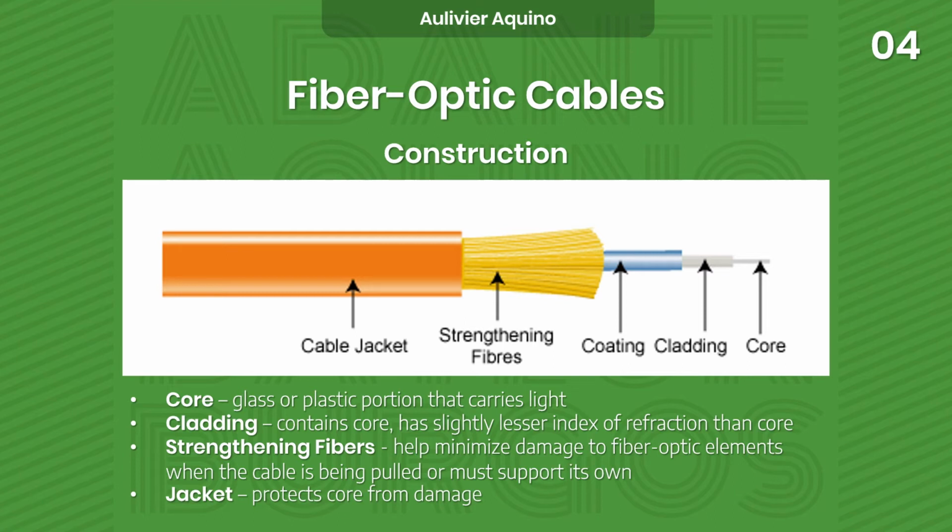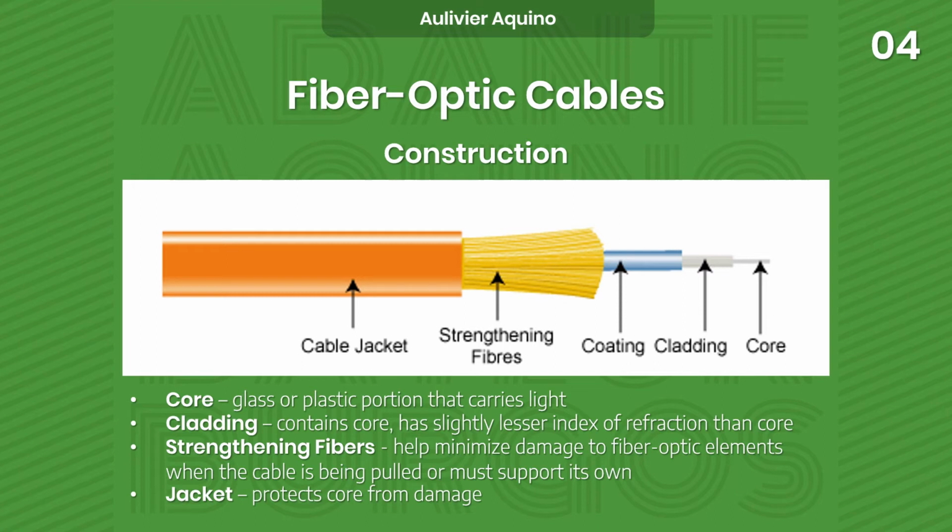The core, which is the fiber, is surrounded by a protective cladding. Within the cladding is the glass or plastic optical fiber contained. It has a slightly lesser index of refraction than that of the core. The core index of refraction is denoted as n sub 1. The cladding index of refraction is denoted as n sub 2.